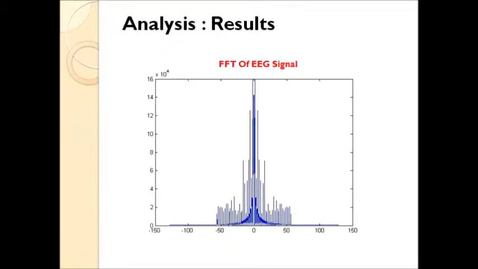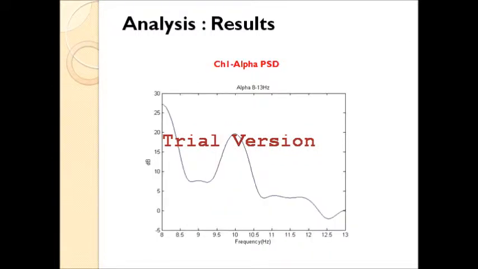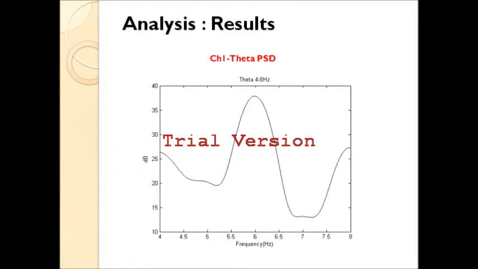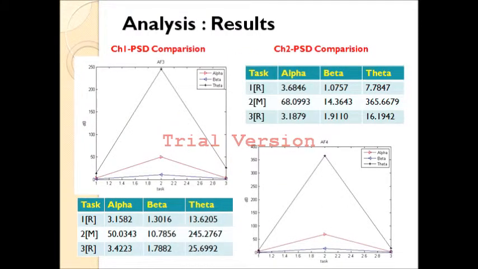My data capture were pretty noisy, so the FFT of the captured data is as shown. This is the alpha PSD, beta PSD, theta PSD. And here I am comparing the powers for each task 1, 2, and 3, relax, math, and relax. At least I can say that beta power was getting increased during math work, but as data were pretty noisy, I cannot say anything about alpha and theta at this level.